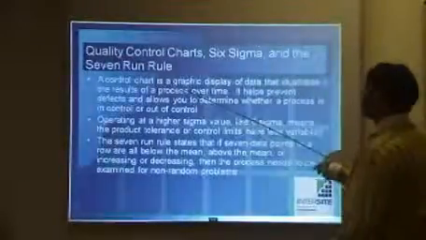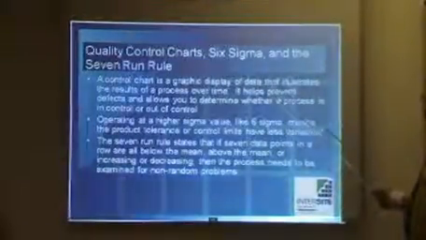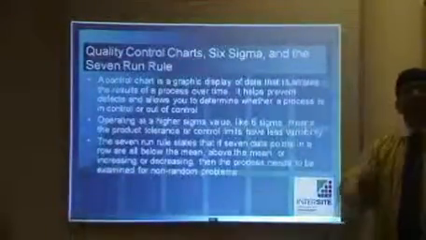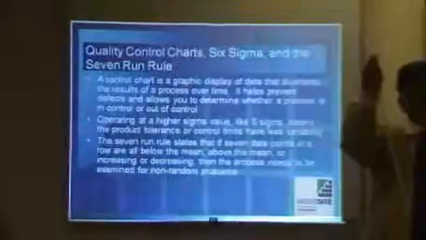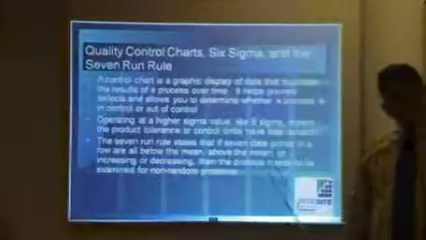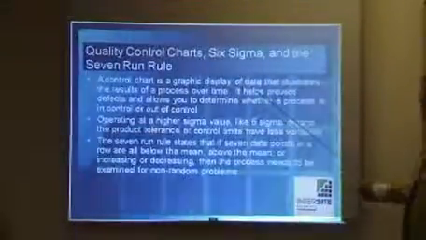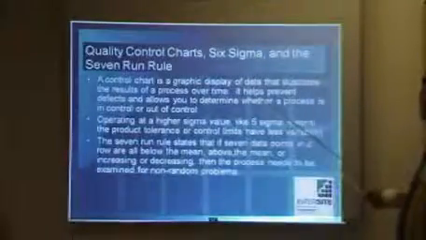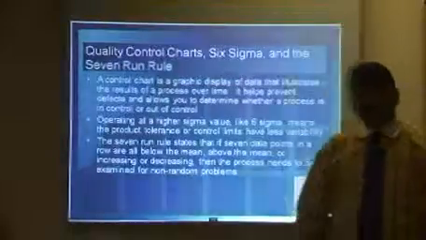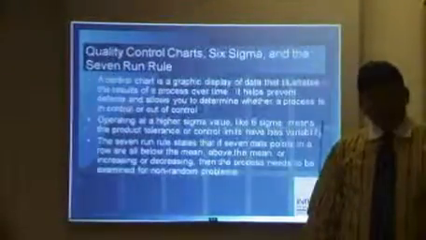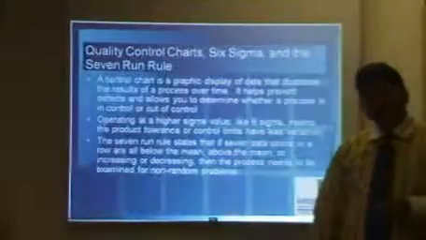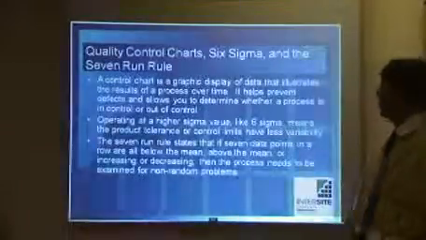A quality control chart is a graphic display of data that illustrates the results of a process over time. So it will display data and the results of a process over time, and you can then go and analyze that data. It helps prevent defects and allows you to determine whether a process is in control or out of control. By plotting the data on the control chart, you can then make a decision to see, is this process out of control or in control?